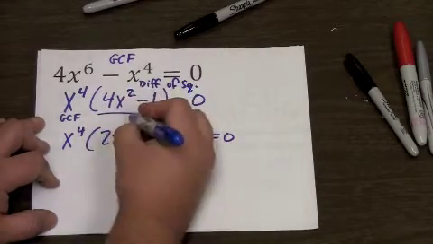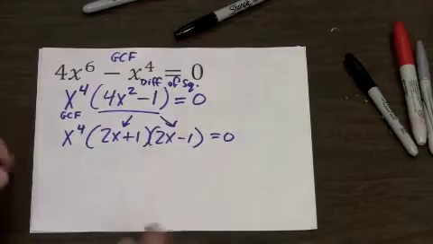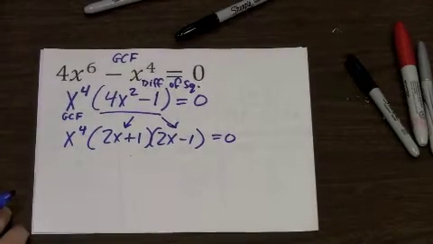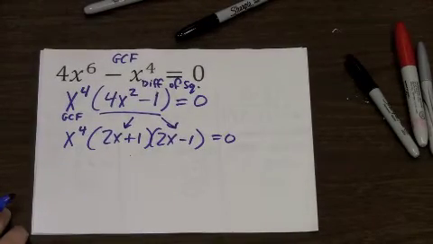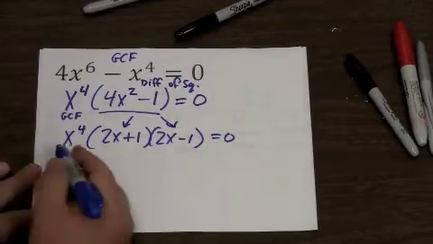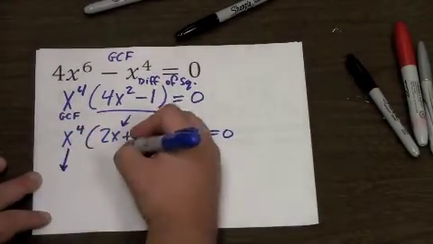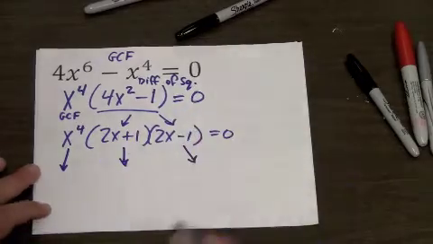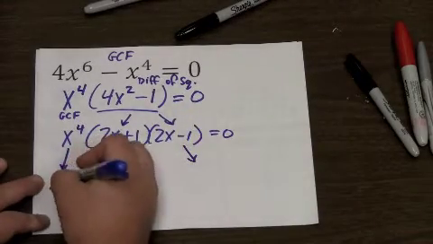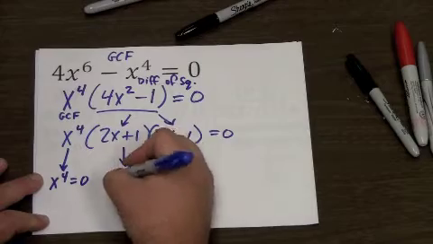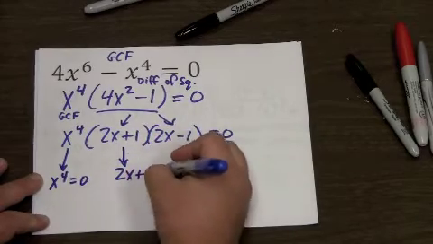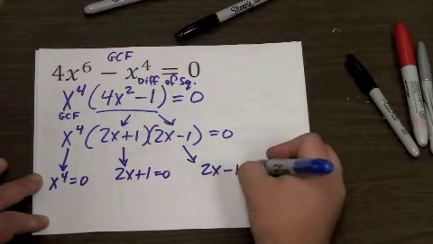All right, so this guy breaks up into 2x plus 1 and 2x minus 1. If you need help with difference of squares, please come see me. Now, we've got this thing completely factored. What we need to do now is to set each of these parts equal to 0. So I get x to the fourth equals 0, 2x plus 1 equals 0, and 2x minus 1 equals 0.